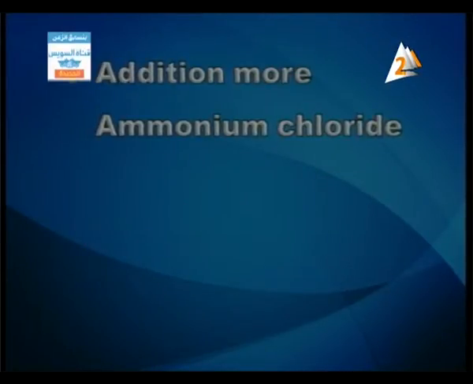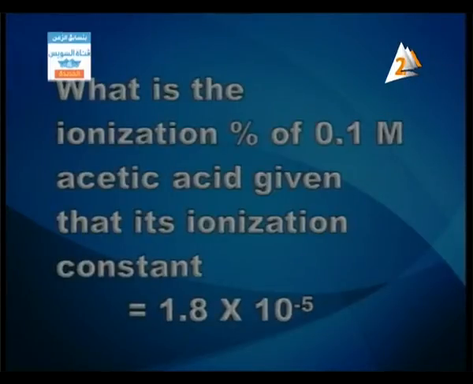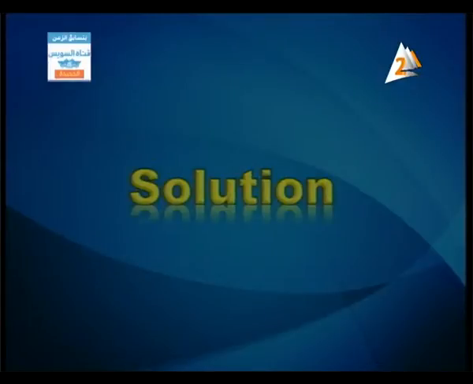Adding more ammonium chloride, you will find the answer. The blood color of concentration of iron 3 thiocyanate will decrease. Next problem. What is the ionization percentage of 0.1 molar acetic acid given that its ionization constant equals 1.8 times 10 to the power negative 5?